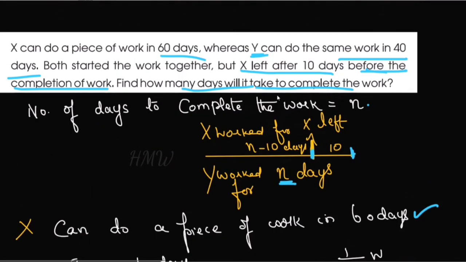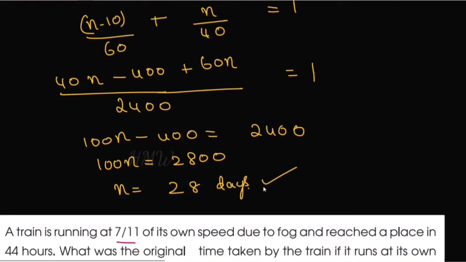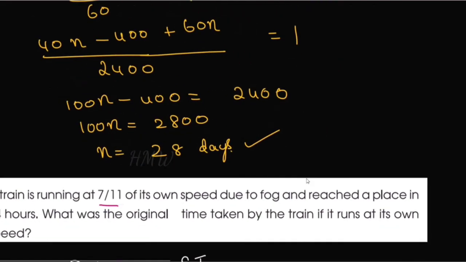So it will take 28 days to complete the work, because x left after 10 days, and this is the capacity of x and y. With these conditions, if they work together, then the work will be completed in 28 days.